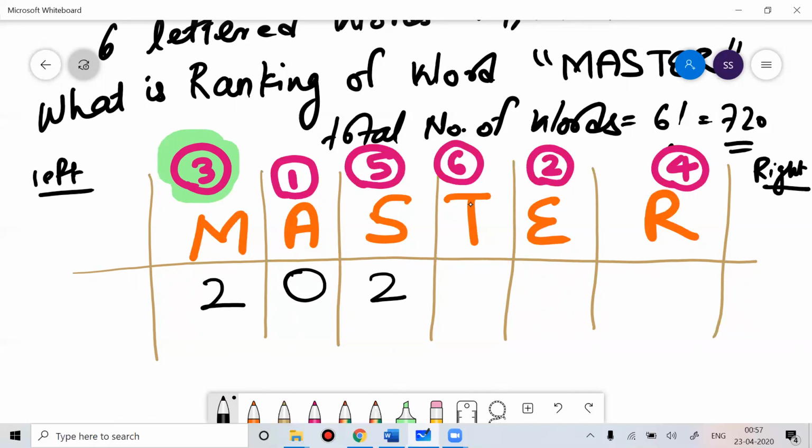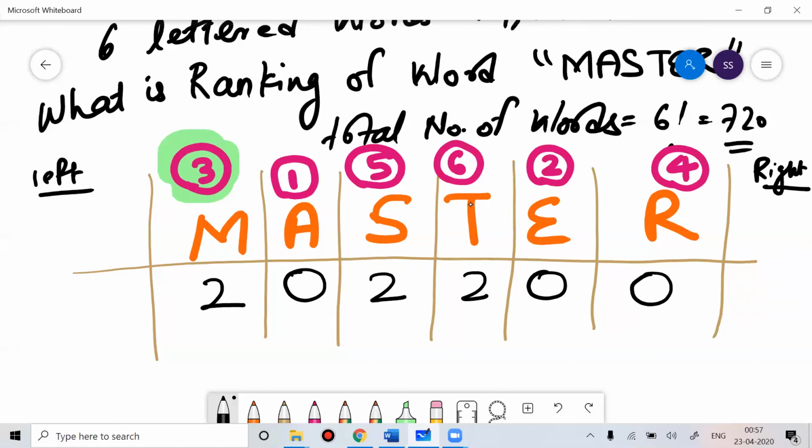Less than 6, how many numbers? 2 numbers. Those are 2 and 4. Less than 2, no number. Less than 4, no number. Okay. So you just see the right hand side and find out how many numbers are less than that particular number. Are you done with this? Yes, I'm done. Okay, fine.